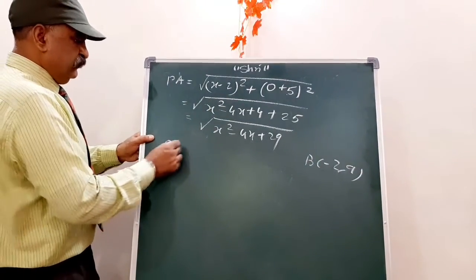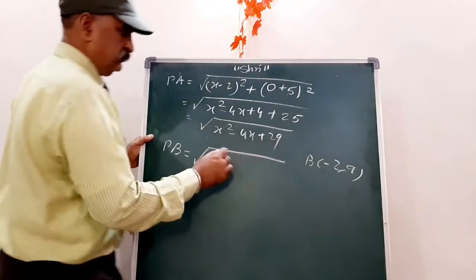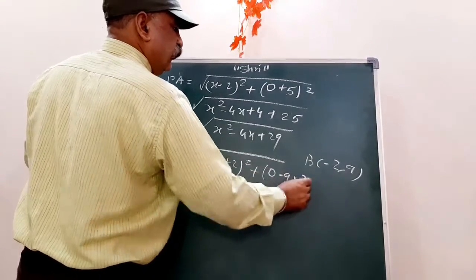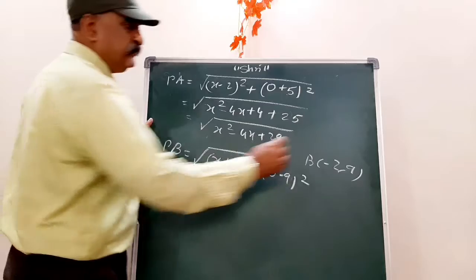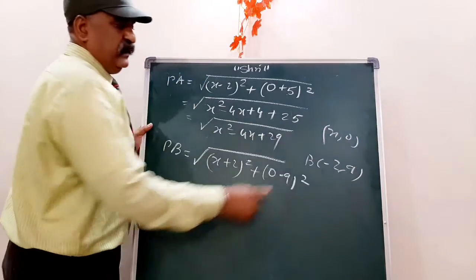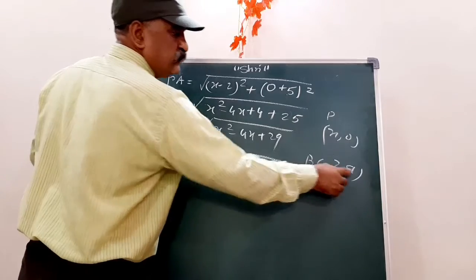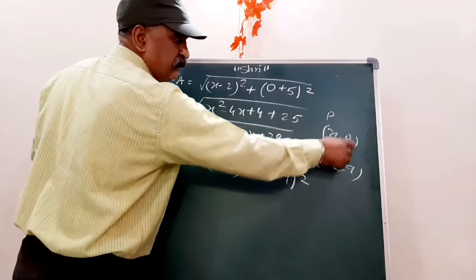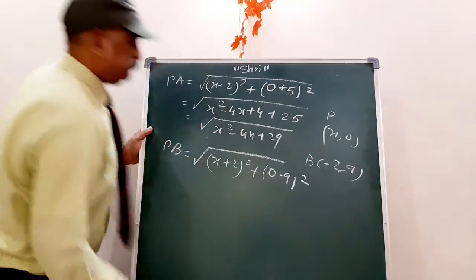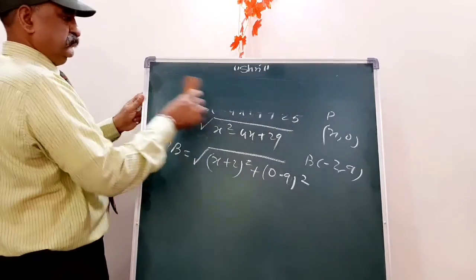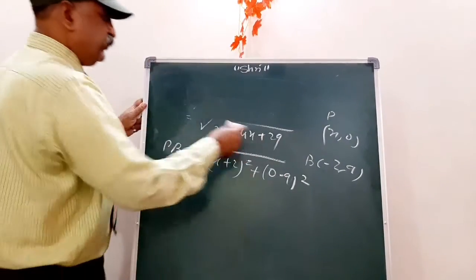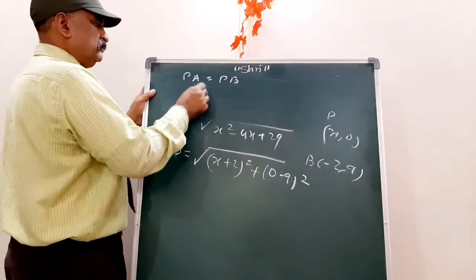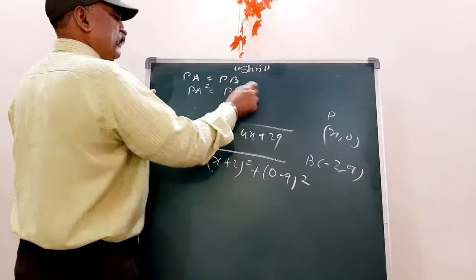Okay. Now PB is equal to under root x plus 2 whole square plus 0 minus 9 whole square. Because point P is x, 0 and point B is minus 2, 9. It means now you have to find the PB. The PB will be x plus 2 whole square plus 0 minus 9 whole square. PA is equal to PB. It means PA square equal to PB square, squaring on both sides.